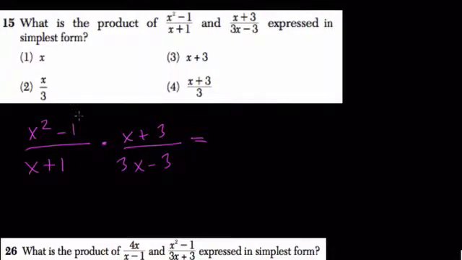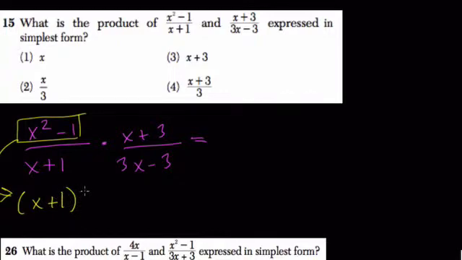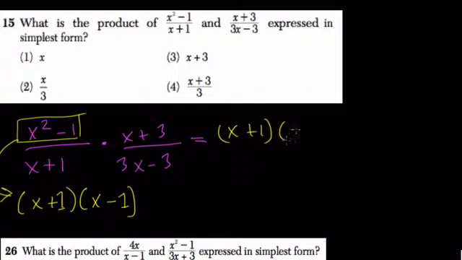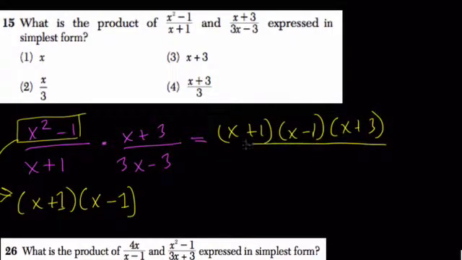I notice this first numerator right here is a difference of two squares. Because the square root of x squared is x, the square root of 1 is 1. So we can factor that to x plus 1, right? We add the two square roots times the difference of the two square roots. And watch how nice this is now. We have x plus 1 times x minus 1 times x plus 3. And don't multiply yet. Try to cancel out if you can.